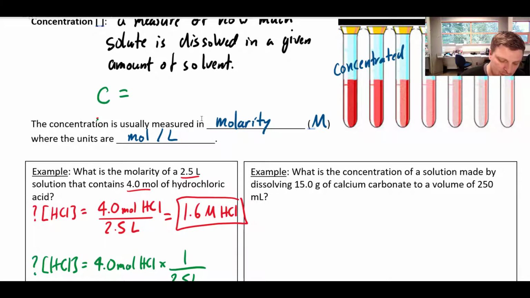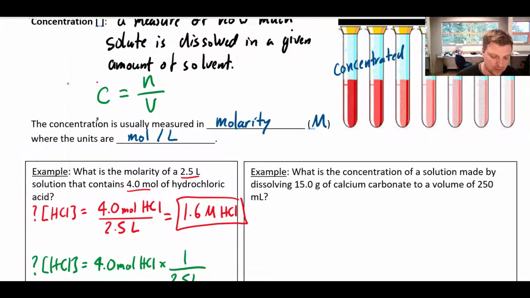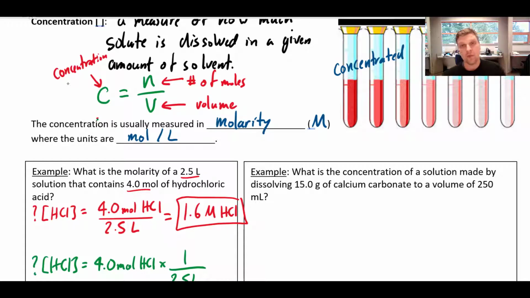The concentration will just equal N divided by V, where C is our concentration, and N is our number of moles, and of course V is our volume. And remember that we're going to stick to base units, so make sure your number of moles is in moles, and your volume in this case is going to be in liters, not milliliters, for example.